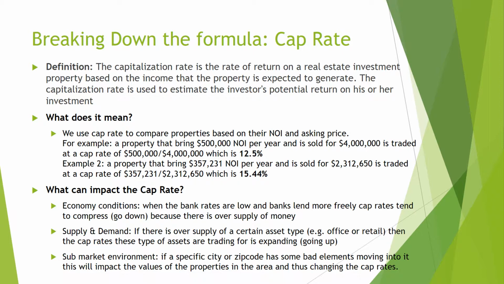And then the third thing is the submarket environment. The first one was economic conditions, which is the macro. Submarket environment is the micro. If we have a specific city or a zip code that has bad elements move into it, this will impact the values of all the properties in the neighborhood. And if the value goes down, cap rate goes up because it's an inverse relationship.